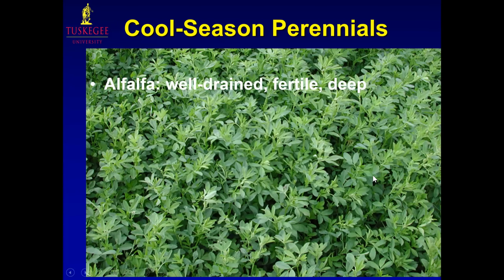Now the cool season perennial legumes, alfalfa. Alfalfa varieties have also been recently developed that can be grown in the Deep South. So if you are interested, if you have a well-drained, fertile and deep soil in your pasture, and if you can maintain the pH at around 6.5 to close to 7 for alfalfa, then you may consider including alfalfa in your pasture.